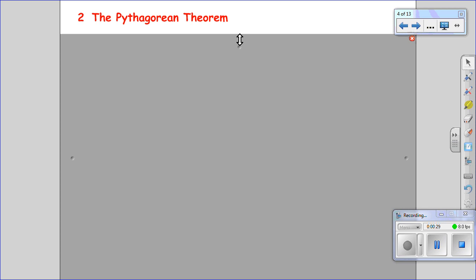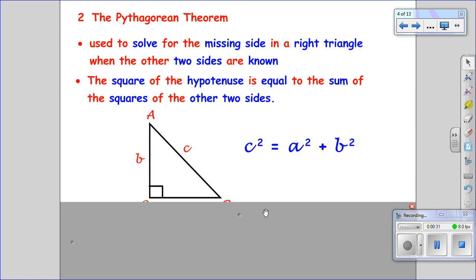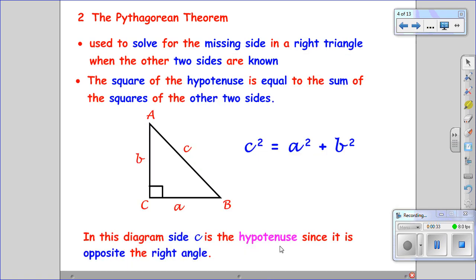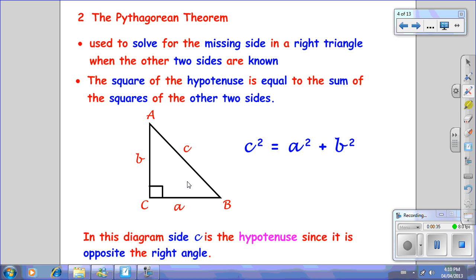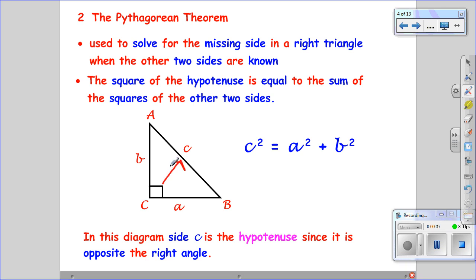We also need to remember we can use the Pythagorean theorem to solve a triangle. And remember, the important part with the Pythagorean theorem is that the hypotenuse, the side that stands alone in the equation, is opposite the right angle. Okay.